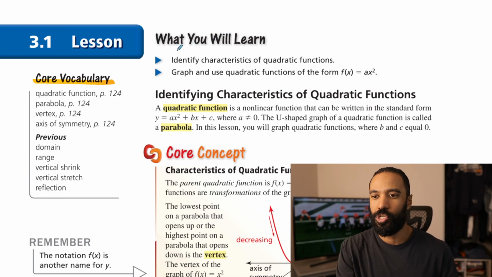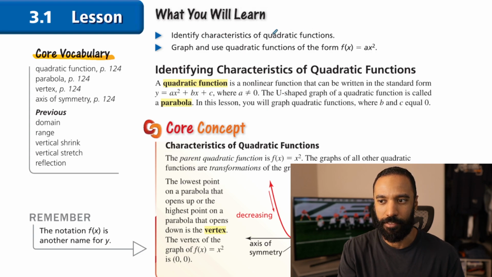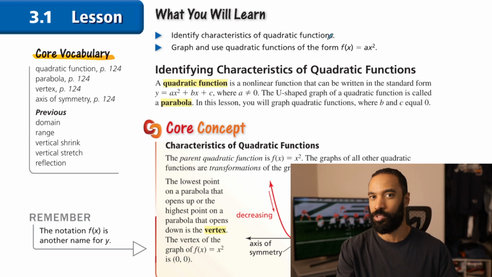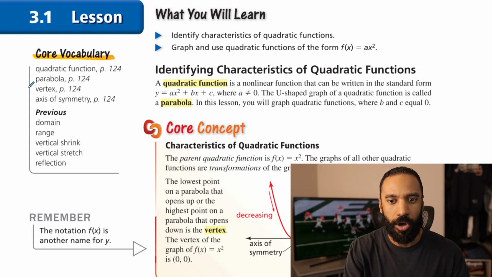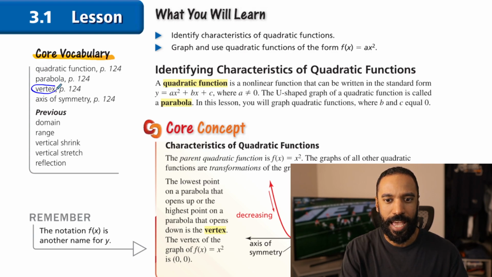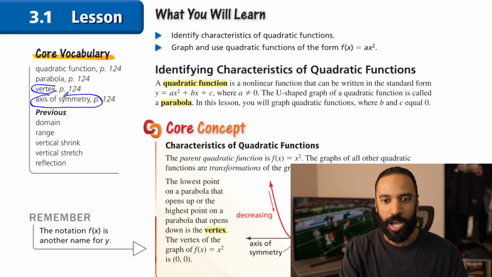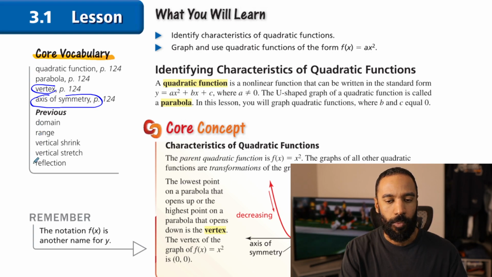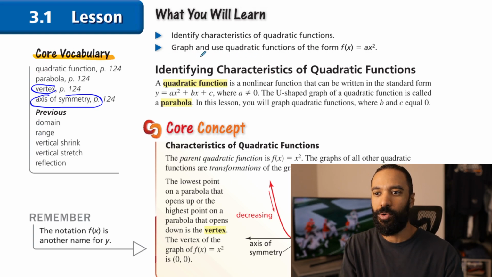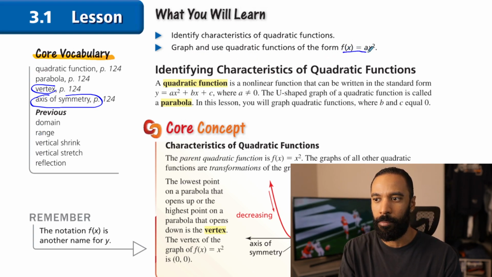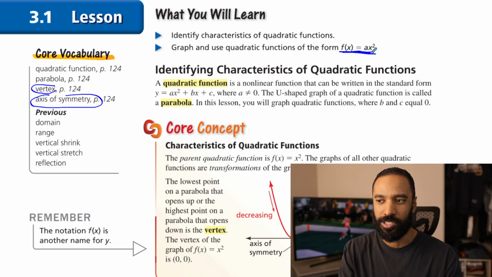Okay, we are going to identify characteristics of quadratic functions. I guess that means based on the graph, where's the vertex, the axis of symmetry, like all these words right here. Vertex, axis of symmetry, talk about domain and range, whether it's reflected, all that kind of stuff. And graph and use quadratic functions in this form, f of x equals ax squared.